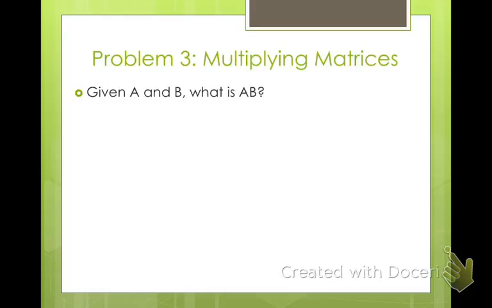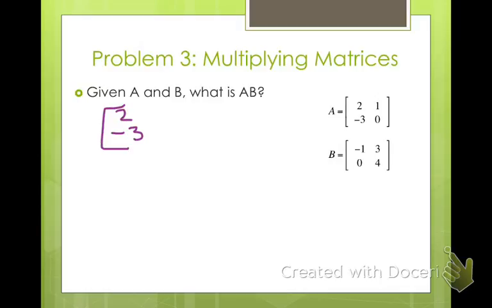Alright, so let's go ahead and do this one. What is A times B? So let's see, I have 2, -3, 1, 0. I'm multiplying that times -1, 0, 3, 4. Okay, so we're going to multiply. I'm going to have to use lots of colors, so try and follow along.